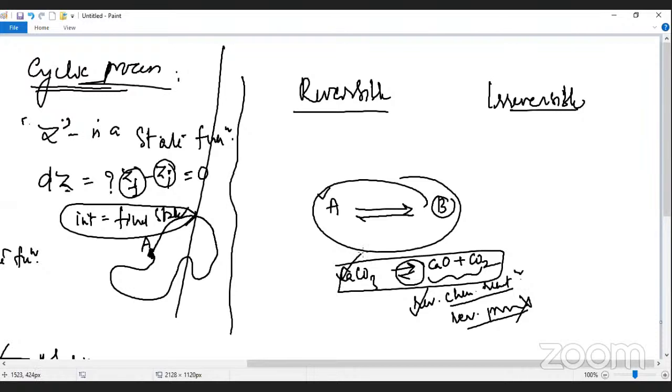Now let's discuss reversible process. Reversible process in the sense, the process which occurs very, very, very slowly. Any process, it can be any process, but that should happen in a dead slow manner.